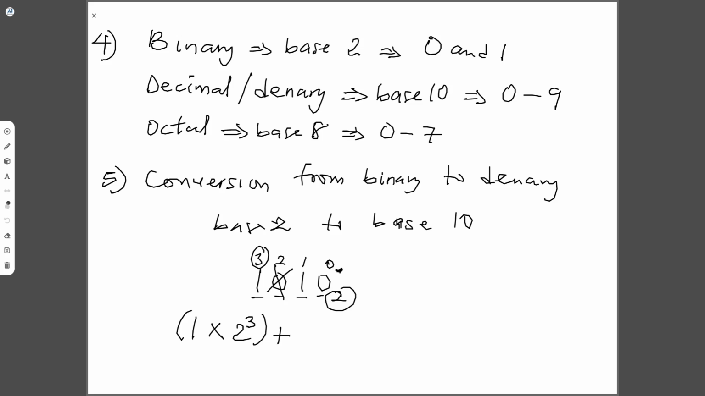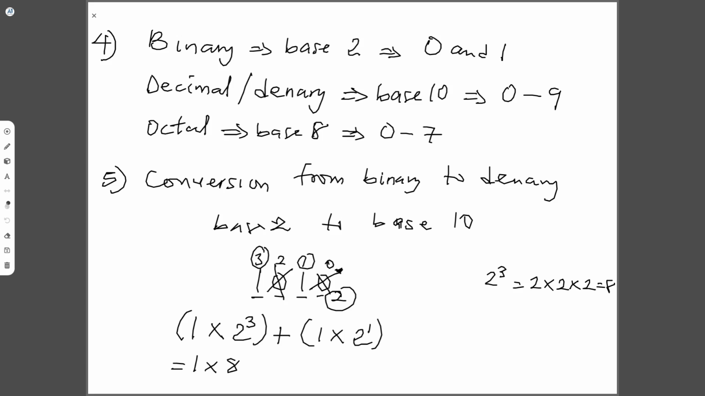Plus, the next one is 1 multiplied by 2, and the power is what? 1. So we have raised to power 1. And for this also, the digit is 0, so we may not consider this also. Cross it out. So what we have is 1 multiplied by 2 raised to the power of 3. 2 raised to the power of 3 is 2 multiplied by 2 multiplied by 2, and that is 8.